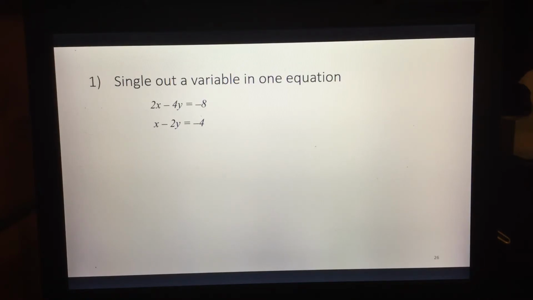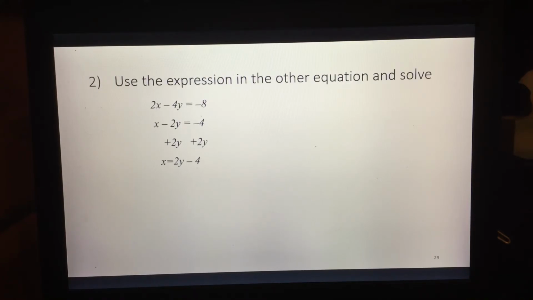So I'm going to pick the x again, add 2y to both sides, and then we get x equals 2y minus 4. Step 2 starts with a U. Use the expression in the other equation and solve. So I'm going to substitute 2y minus 4 into the first equation. 2 times the quantity 2y minus 4 minus 4y equals negative 8.